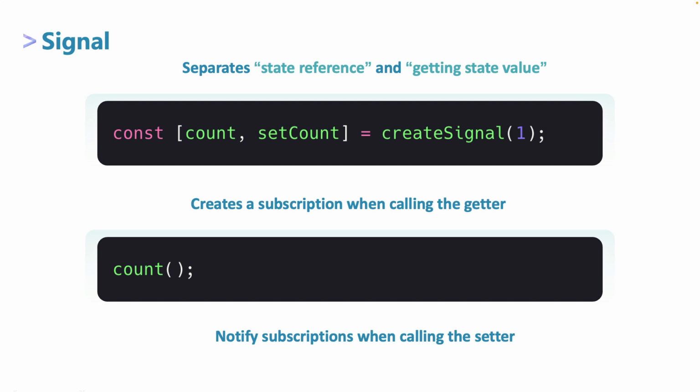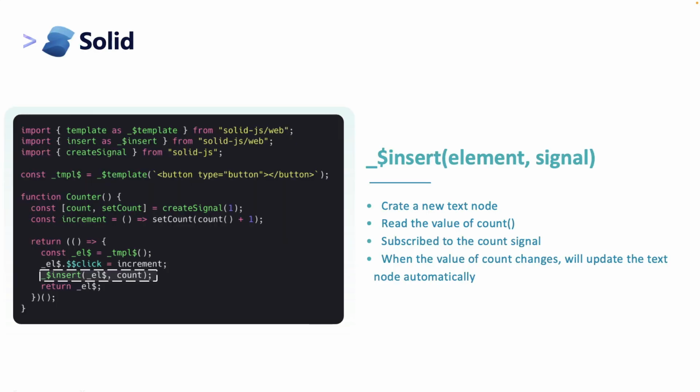So how does this have to do with Solid? Well, let's bring the signal back to our compiled code. Here we see that Solid uses the insert function to create a dynamic text element. So we pass into this insert function the element as well as the signal reference itself, not the signal value. In this insert function is when we read the value of the signal. And so at the same time, this subscribes to the count signal within the insert function itself.